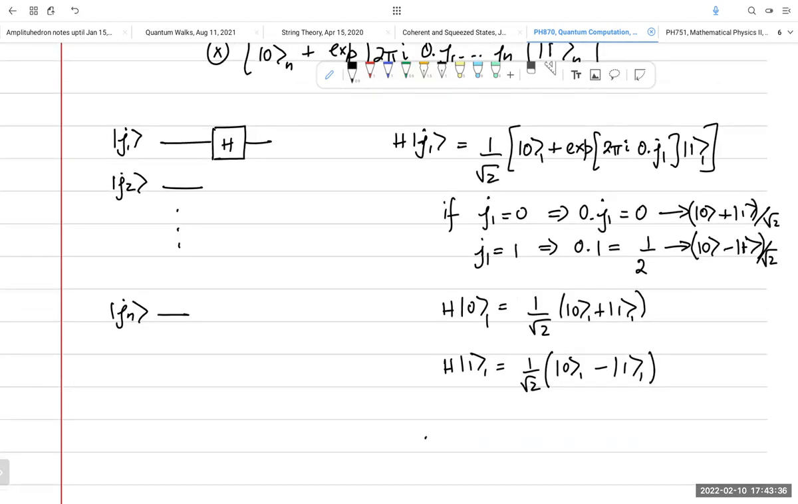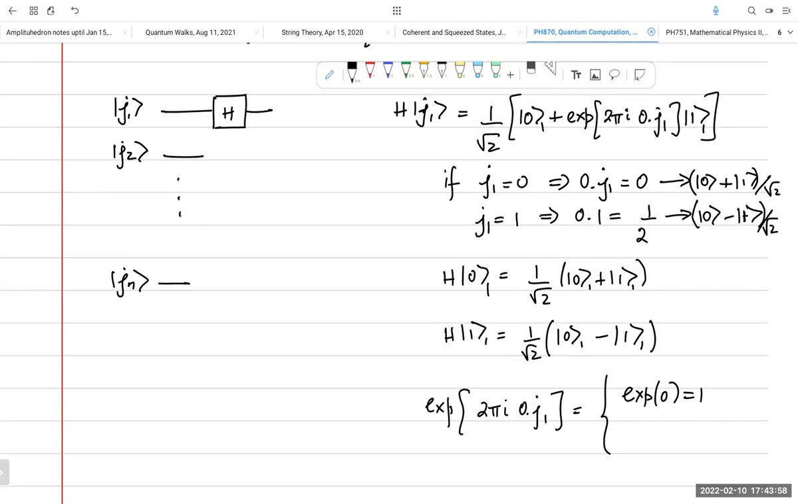Now, this phase factor, exponent 2 pi i 0.j1, what is this equal to? When j1 is equal to 0, this phase factor is equal to 1, since exponent 0 is equal to 1. When j1 is 1, what is this phase factor equal to? It's equal to exponent 2 pi i divided by 2, which is equal to minus 1.